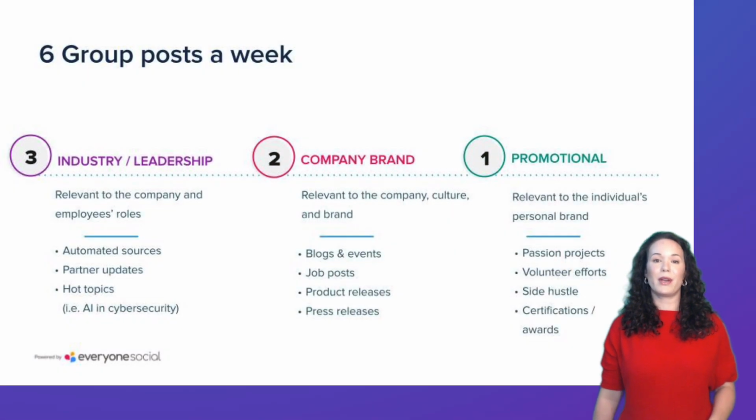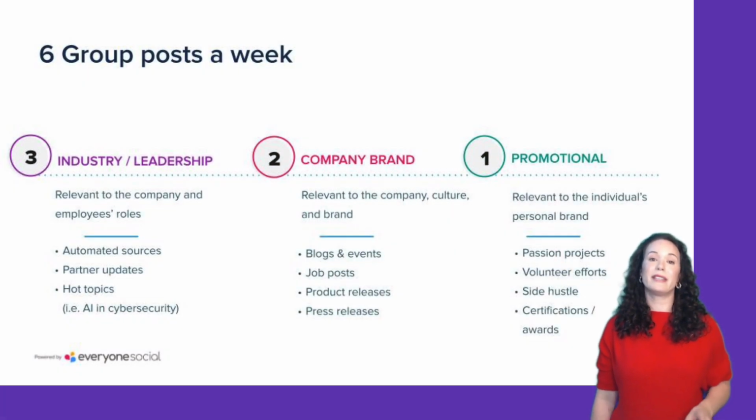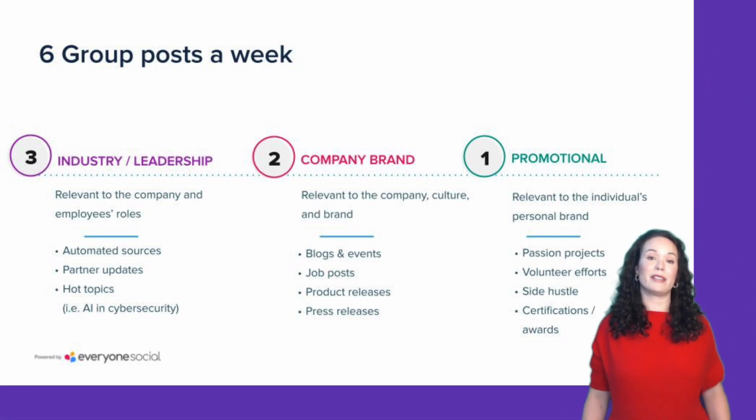As you add and review content, you should be looking to publish 6 group posts a week. 3 posts should be industry leadership posts, which is content relevant to the company's industry and employees' roles. Think automated sources for well-reputed sites, partner updates, and hot topics such as AI and cybersecurity.